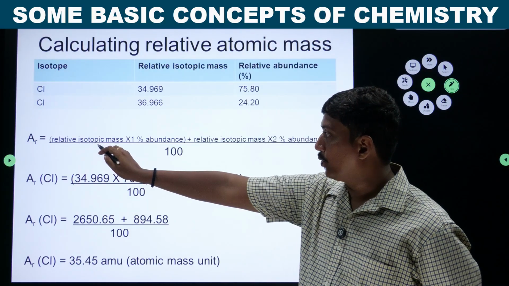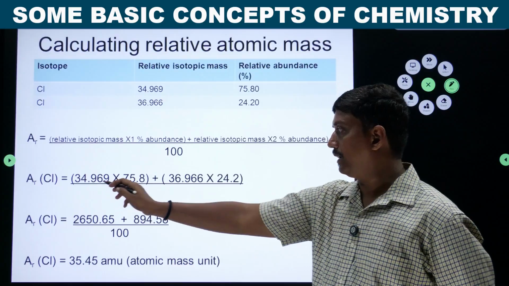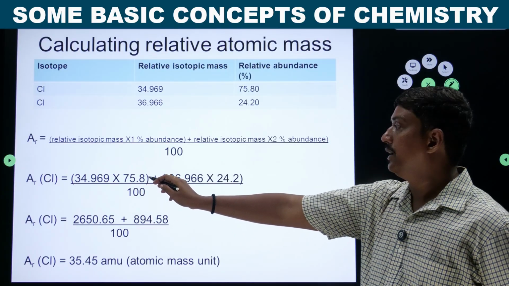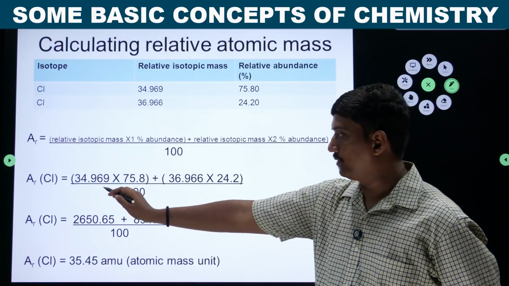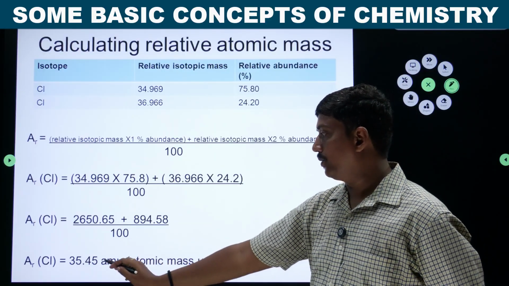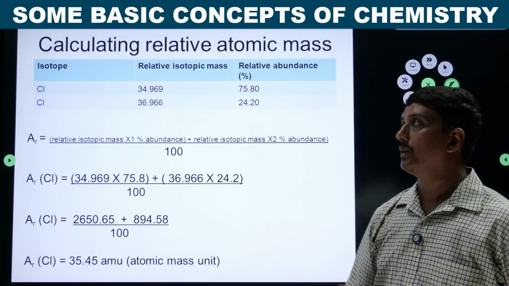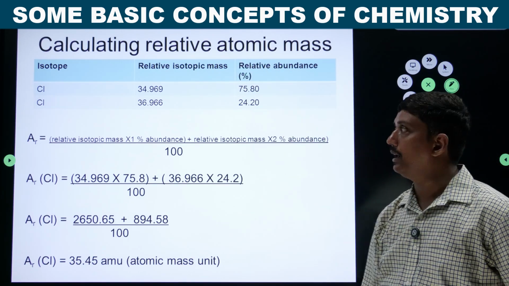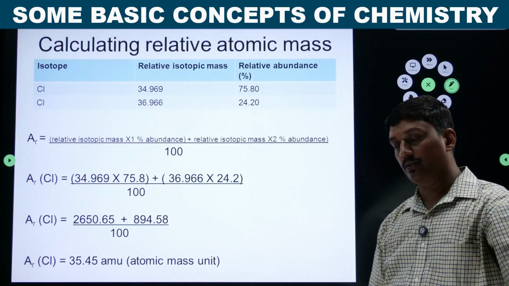Relative isotopic mass, it is 35, rounded up. Percentage of abundance is 75, and here 25 is taken for calculation. Divided by 100, the total abundance, 75 plus 25 is 100. Which is equal to 35.45. It is rounded up to 35.5. Okay, this is how relative atomic mass can be calculated. This is very important. Usually we can expect a question on this.